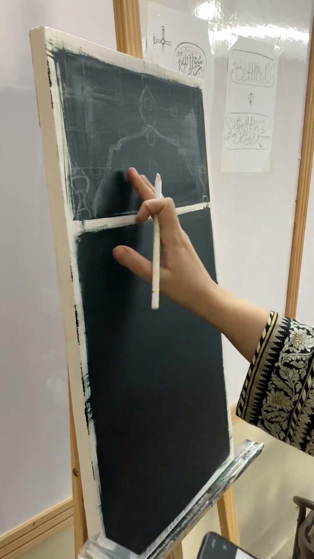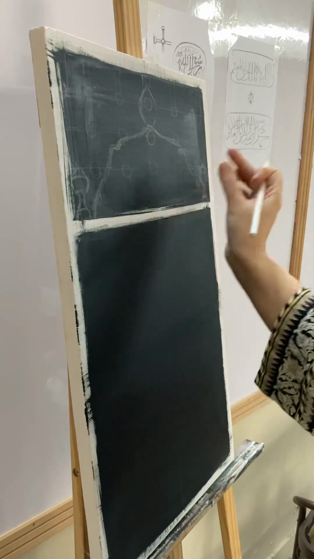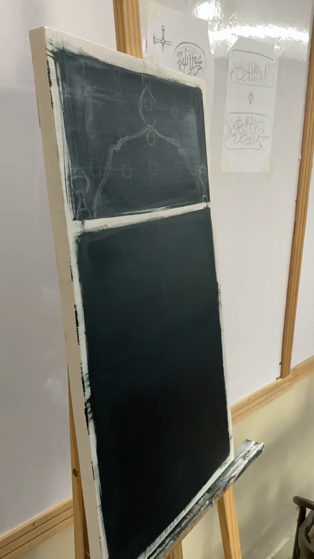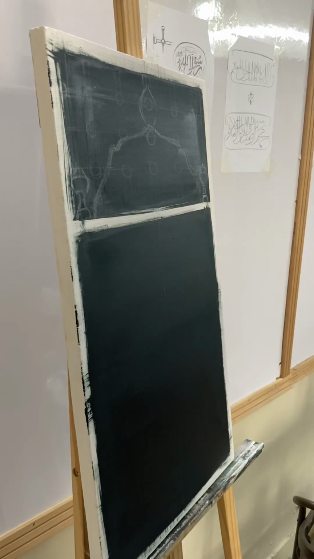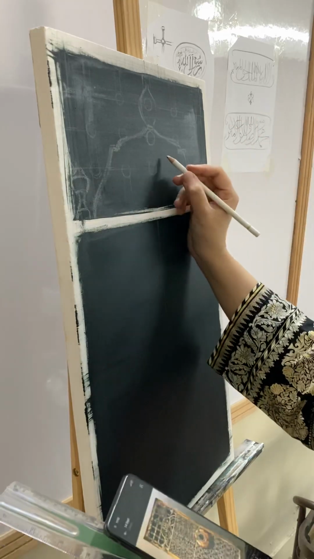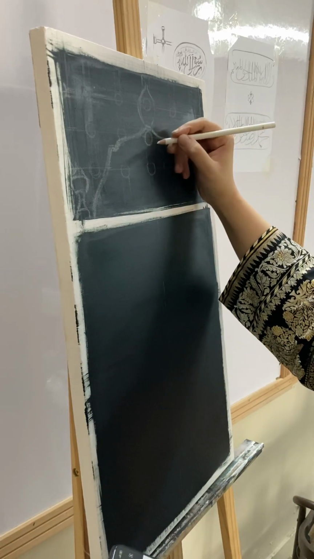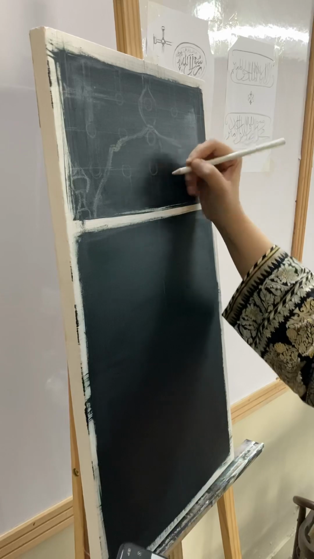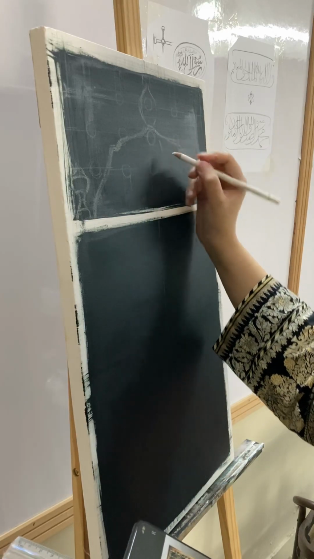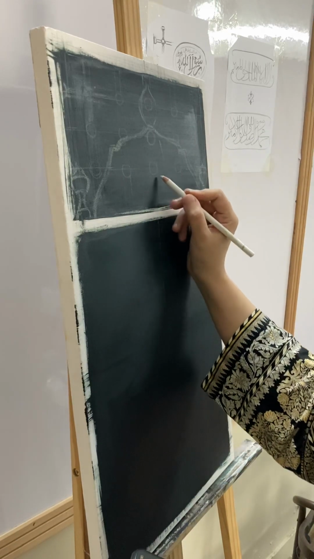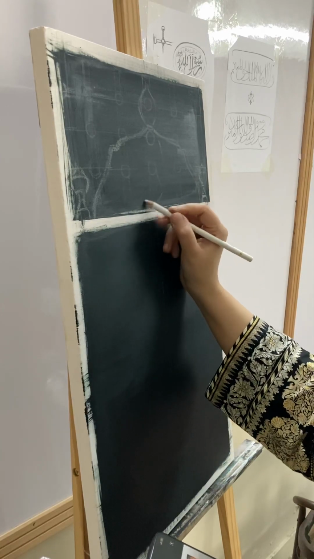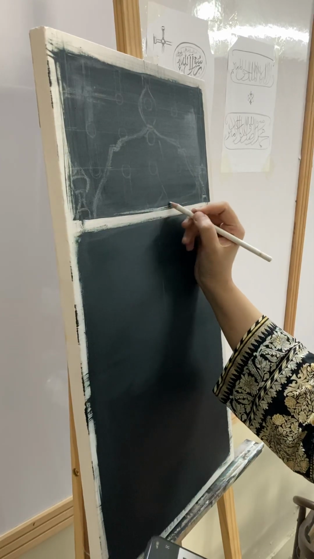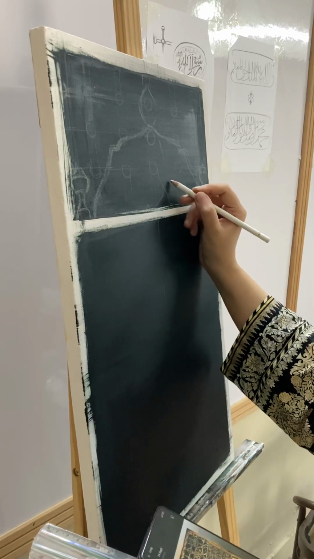Okay, so these parts of the rods will be on the back side of the calligraphic portion, and these will be in the darker mode since they are in the background. Okay, first we have to position the name of Rasulullah sallallahu alaihi wasallam. So I'm just making a rough sketch, trying to fix the name here first.